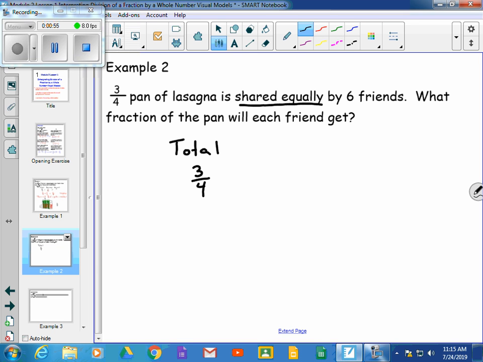Shared equally means we're going to divide, we're going to split it up into equal size groups. The second number, the divisor, represents how many pieces or how many groups we are splitting it up into. We're splitting it up into 6. Finally, our quotient, our answer to a division problem, is going to represent how much or how big. Basically, how much of the entire pan will each friend get?